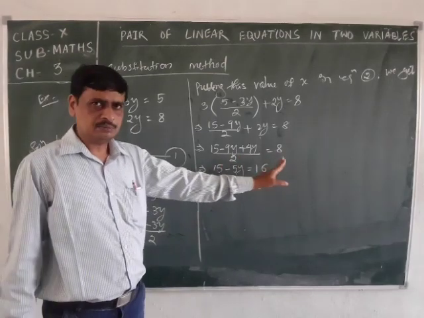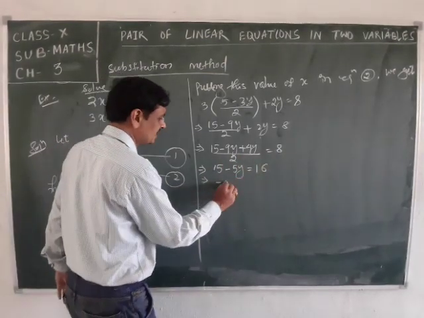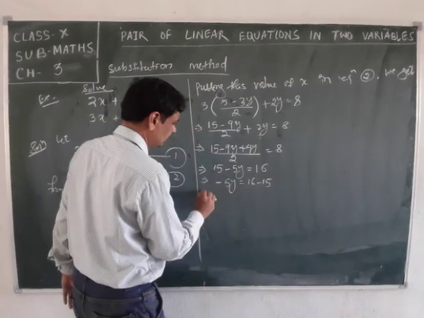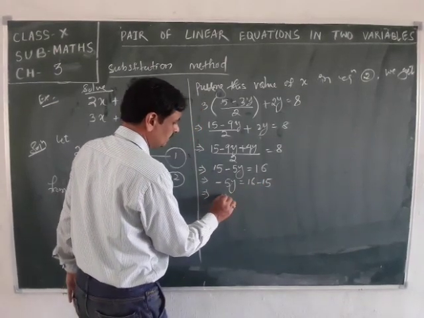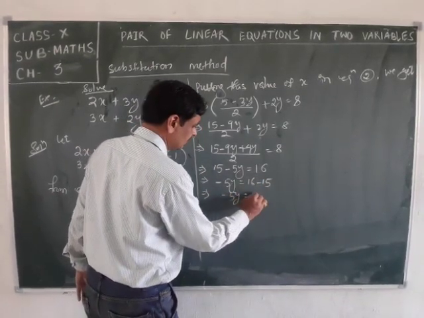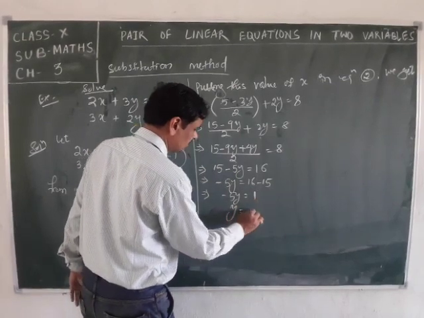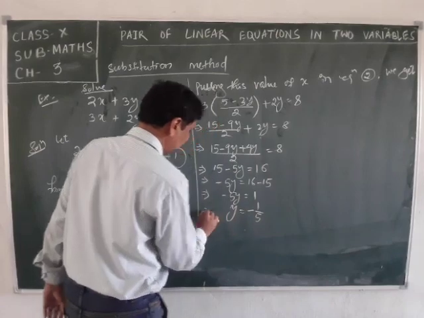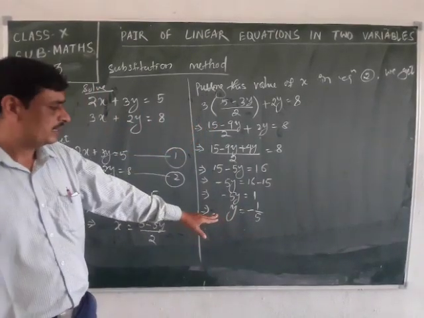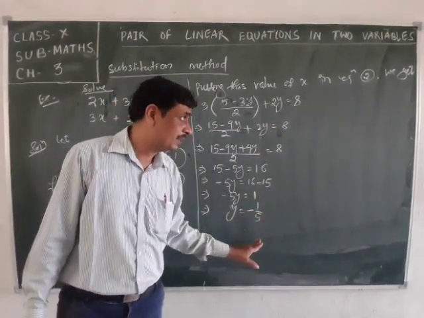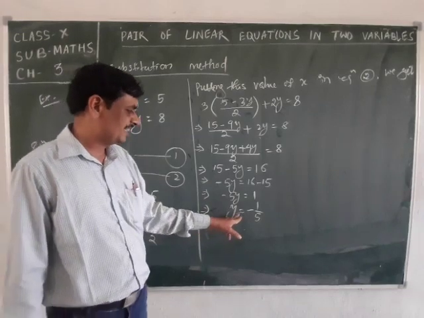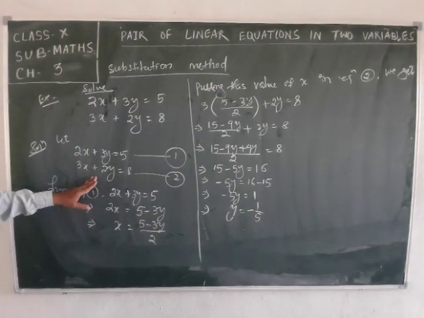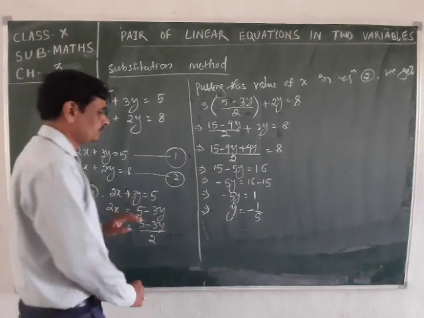Now 15 comes towards the right. Minus 5y is 16 minus 15. This implies minus 5y is 1 and y becomes minus 1 by 5. Here, the value of y is obtained as minus 1 by 5. If we put this value of y in any of the equations, we will get the value of x.